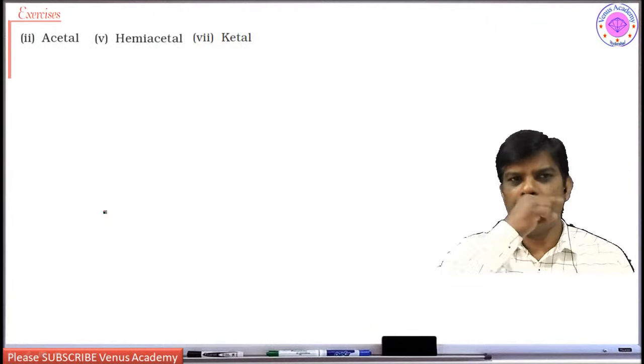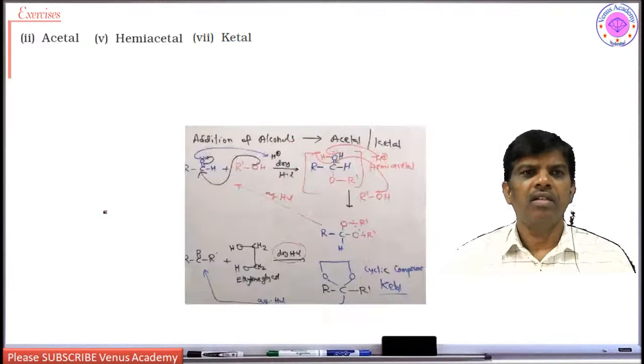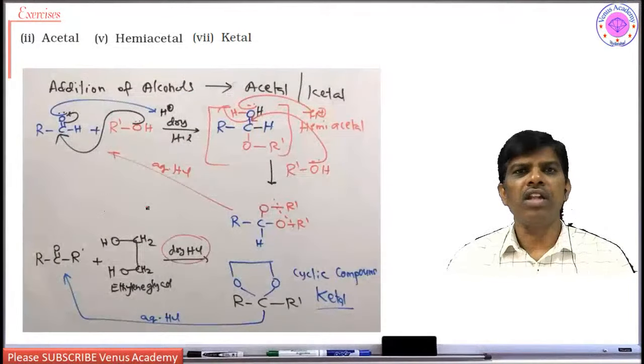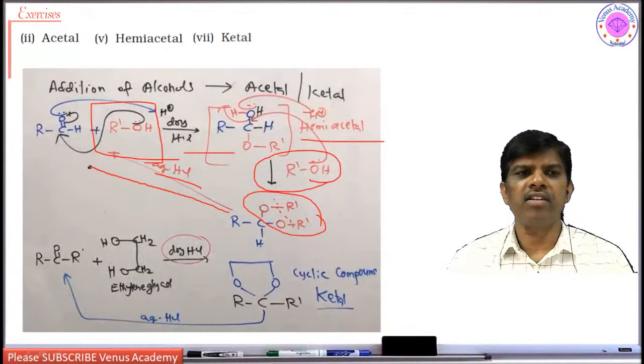Then what? Acetal, hemiacetal and ketol. Dear students, so addition of alcohols to aldehydes gives hemiacetal. This hemiacetal further reacts with another mole of alcohol to give acetal. So aldehydes upon reaction with 2 moles of alcohols give acetal. So this reaction has to be done in dry HCl. If not, it is going to be a backward reaction, that is hydrolysis of acetal takes place.